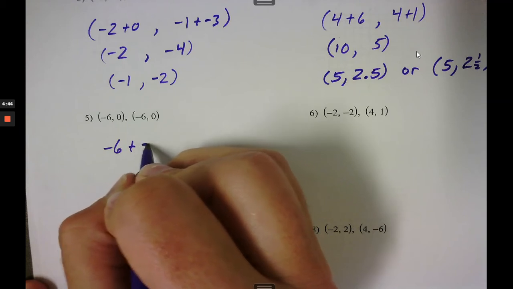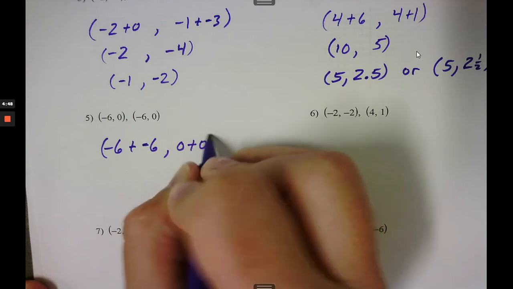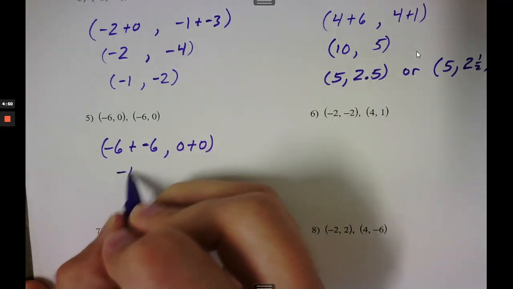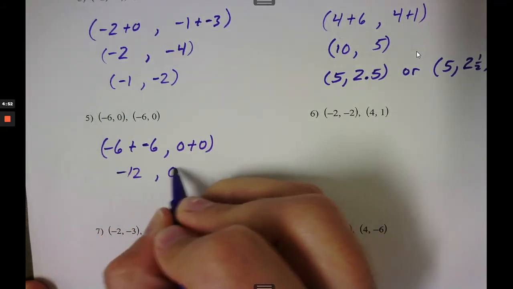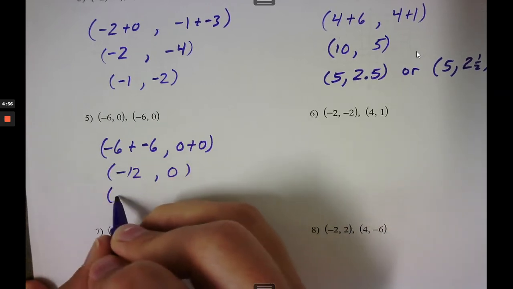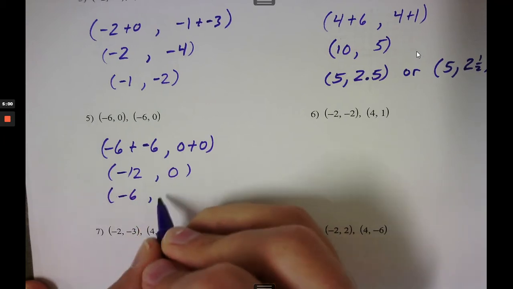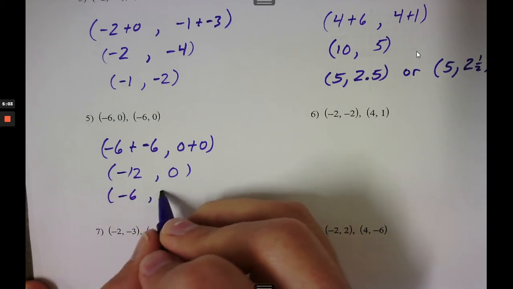Negative 6 plus negative 6, and then 0 plus 0. So I have (negative 12, 0). When I take half of negative 12, I'm going to get negative 6. And when I take half of 0, I'm going to get 0.